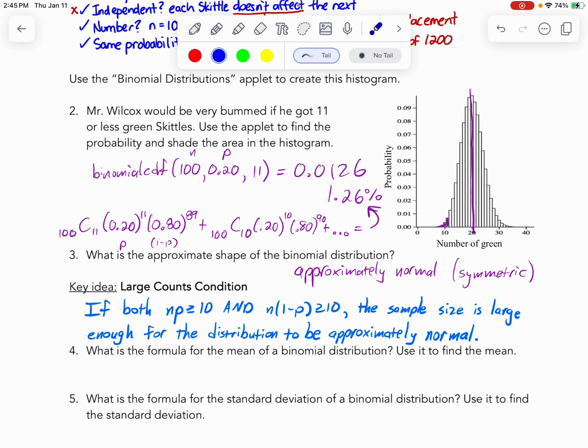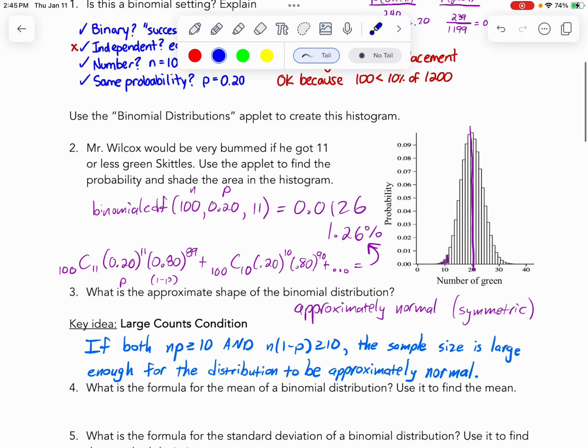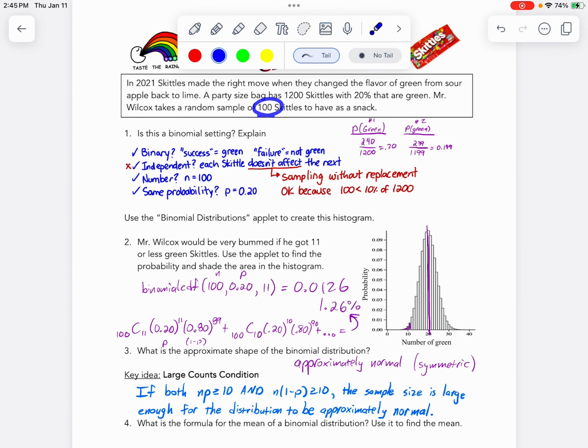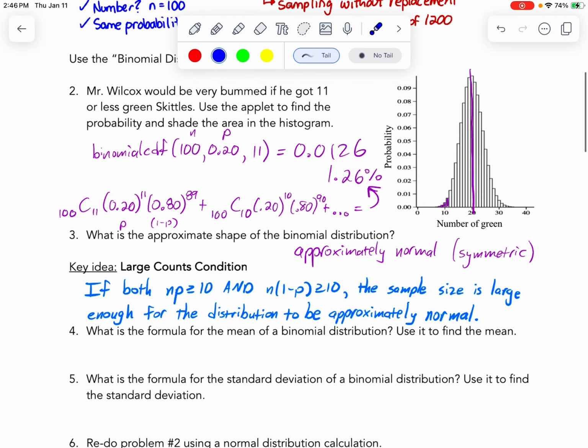Now here is a condition called the large counts condition. Essentially it is saying this: if my sample size, it's 100, if my sample size gets larger and larger, at some point we will be able to say that this is approximately normal, okay? And the cutoff is this requirement right here. If np is greater than 10 and n times 1 minus p is greater than 10, the sample size is large enough for the distribution to be approximately normal.